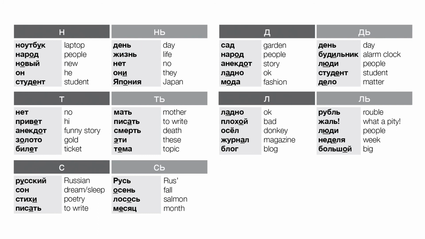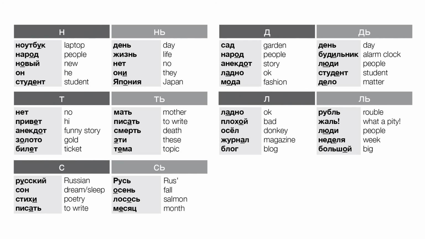Let's start with N, right? So hard N versus soft N. Try to make a soft N. In, in, in. N, n, n, n, n. That's easy versus in, n, n. Okay, so try that, and now let's look at some examples. First of all, with some hard N's. Notebook, notebook. Народ, новый. Он, студент. Okay, so hard is easy. Let's keep that in mind.